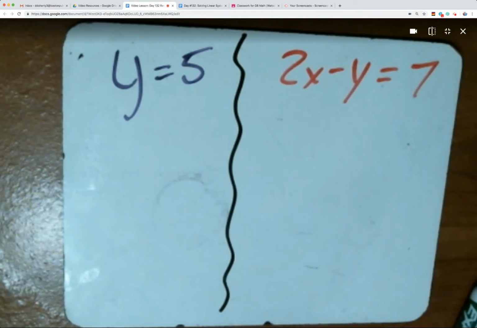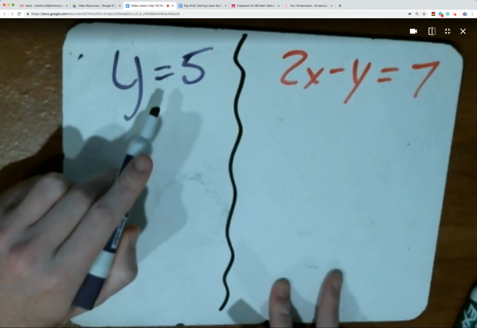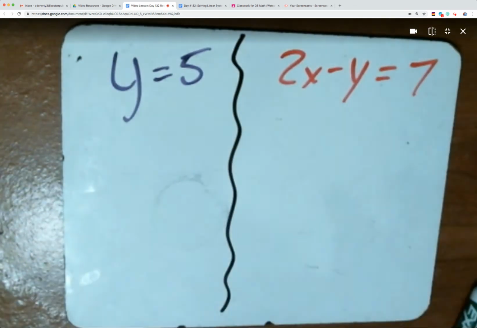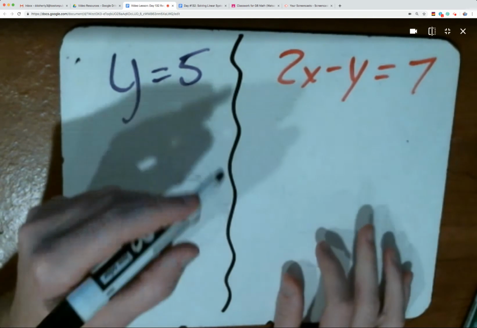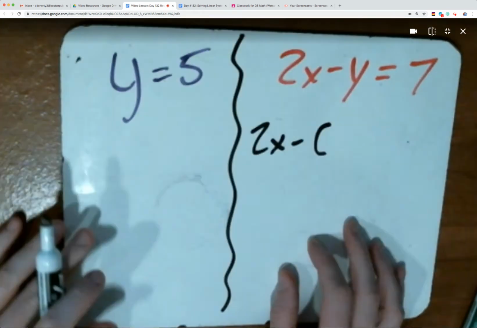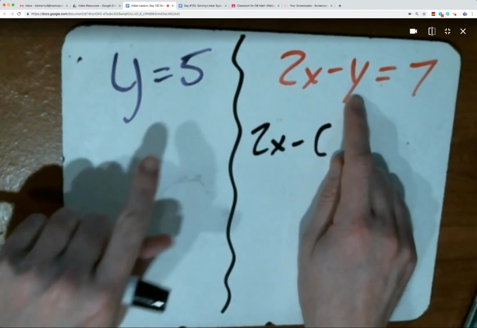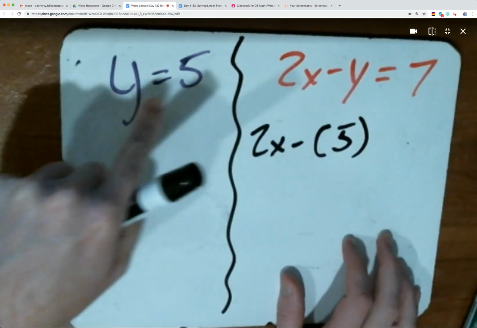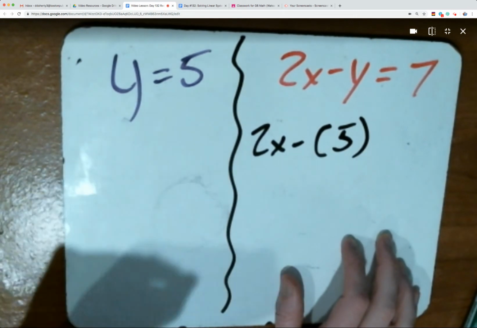And what we should recognize, if y is equal to 5, if we know that from our red equation originally, then that 5 can be plugged into the other equation, 2x minus y equals 7. So instead of saying minus y, we replace or substitute out the y and plug in a 5 in its place because we know y and 5 are equivalent based on the other equation.